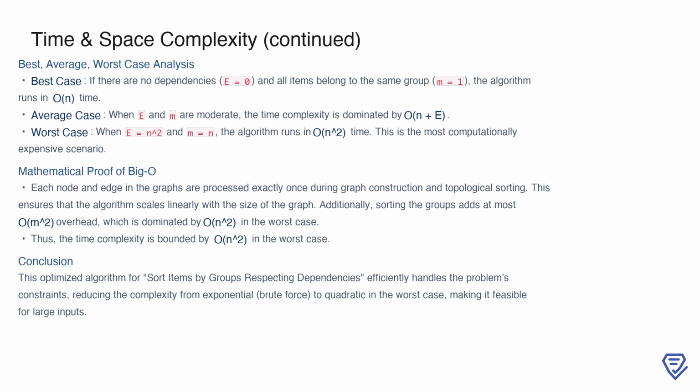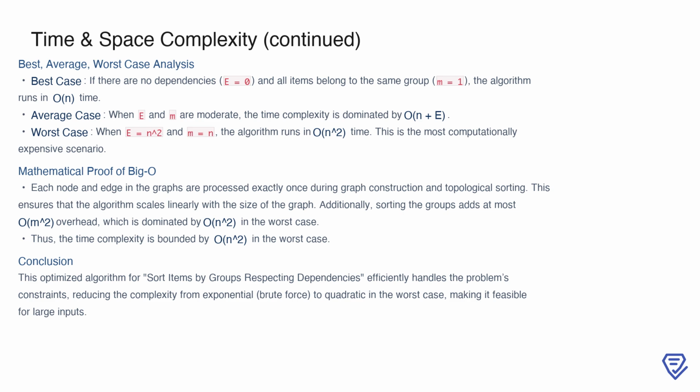The sorting of groups adds an O(m squared) overhead at most, which is dominated by O(n squared) in the worst case. Overall, this optimized approach efficiently handles the problem constraints, reducing the complexity from exponential to quadratic, making it suitable for large-scale inputs.